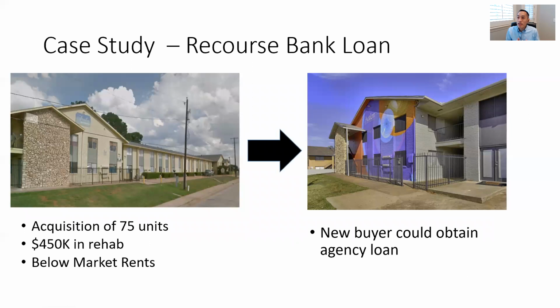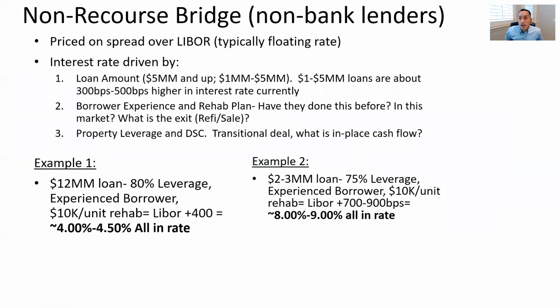So that's when you're thinking about the bridge, you're thinking, okay, what's the exit, right? Because you're only 2 to 3 years away. So the exit's going to either be you sell the property or you refi the property into Fannie or Freddie. All right, so that was recourse bank loans. Let's go over to non-recourse bridge.